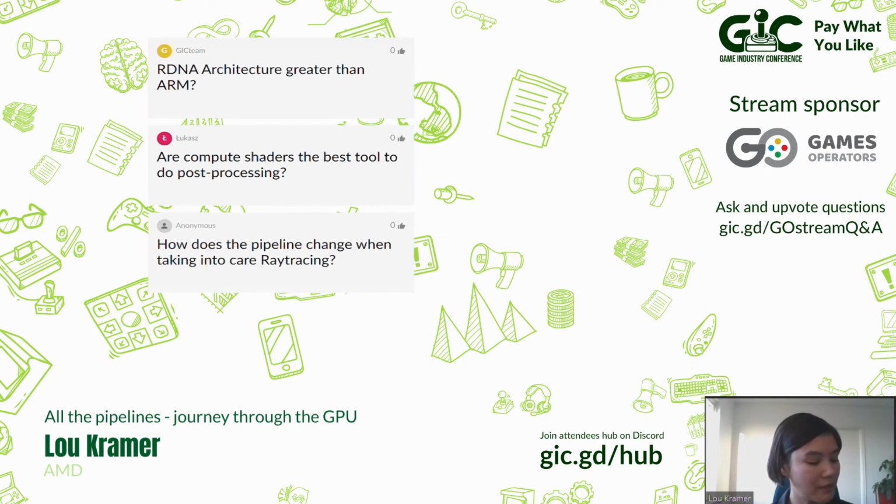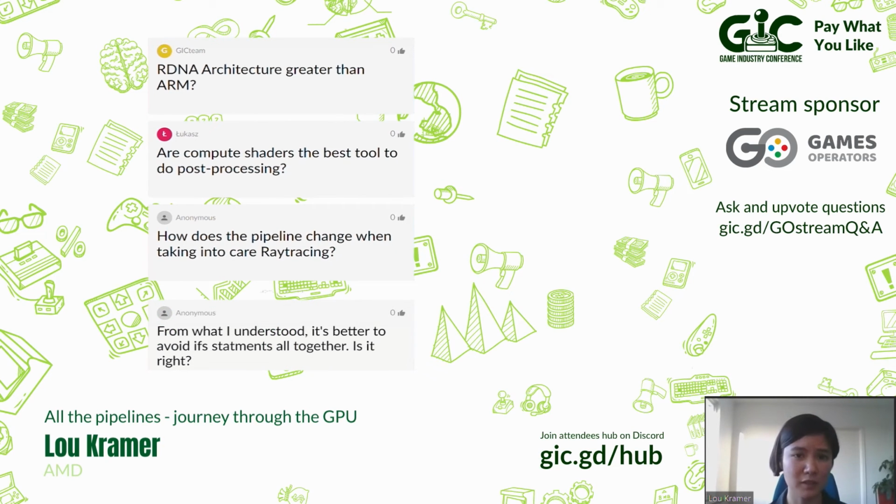Okay, new question: RDNA architecture greater than ARM. I don't really understand this question, what do you mean? The RDNA architecture is AMD's new architecture, which all new GPUs are based on. The first GPU based on the RDNA architecture was released last year in summer 2019, I think June or July. And just now we released our next generation GPUs based on RDNA 2. There are slight modifications in the architecture, but the overall concept is still the same.